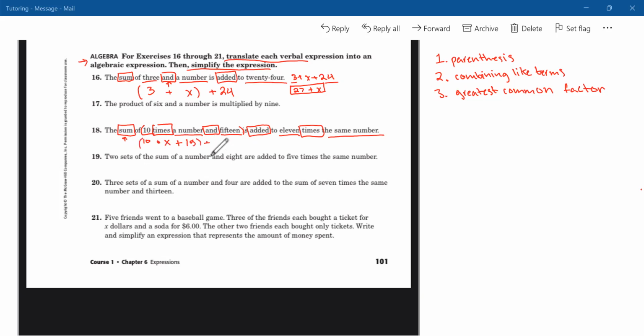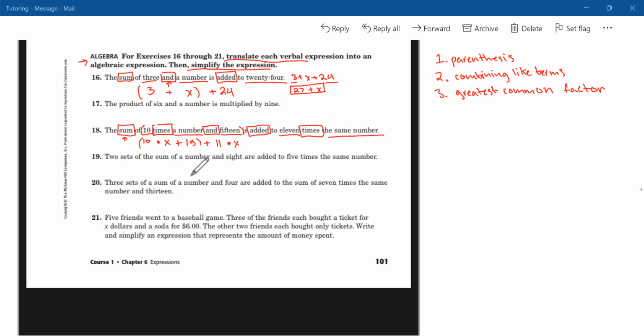Is added, so we put another plus sign, to 11 times the same number, which means we're going to use the same variable x. If it said a different number, then we would have had to use a different variable such as y. However, over here, they wanted to clarify that you are using the same variable. And now we have our equation, so we can simplify.